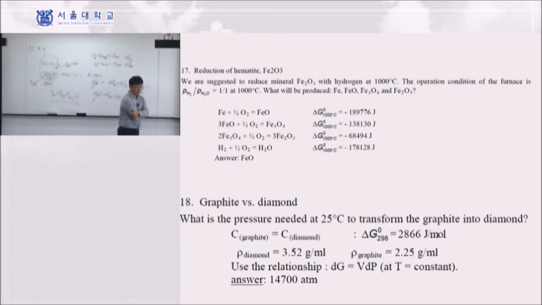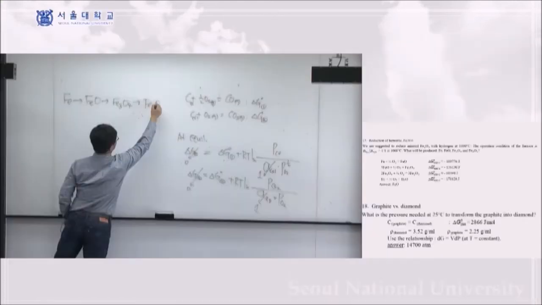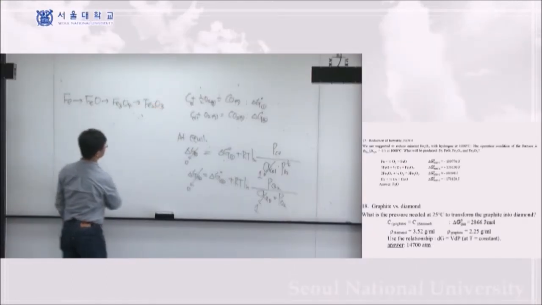Okay, so we have hematite. Fe2O3 is hematite. Do you know, by the way, the different iron oxide names? Names of the different iron oxides? So depending on the partial pressure, we have iron. If you oxidize this one a little bit more, it becomes iron oxide, FeO. It will change in this way.